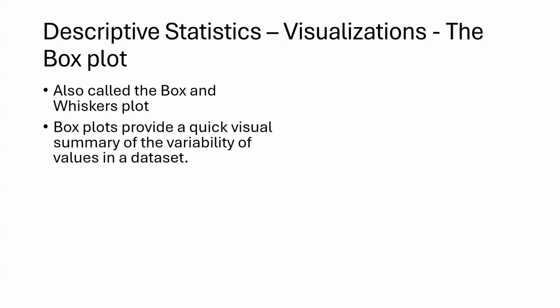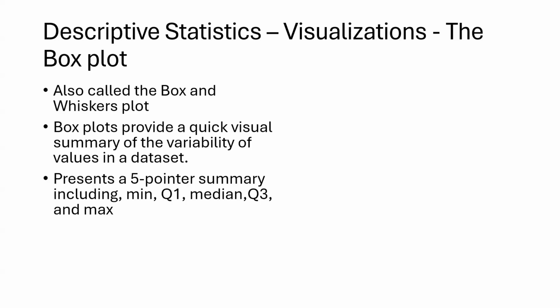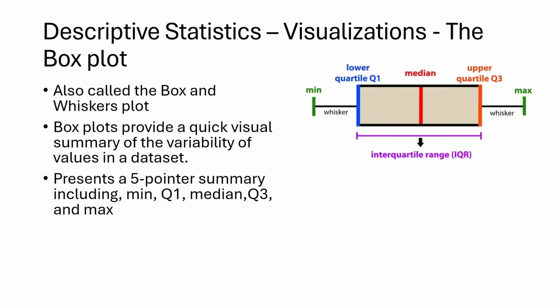Box plots provide a quick visual summary of the variability of values in a data set as they present a five-point summary, including these five values, which are minimum, Q1, median, Q3, and max. Now, up till now, out of these five values, we've seen minimum, median, and max. We have yet to talk about what Q1 and Q3 are, which we are going to do in this video. So this is a simple box plot.